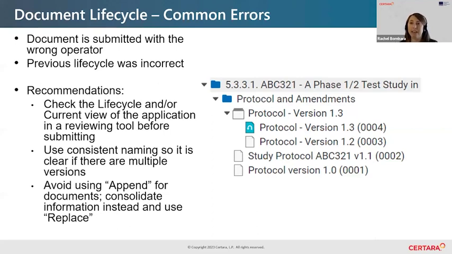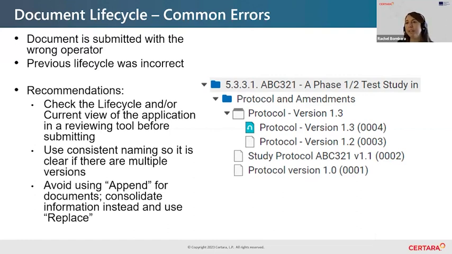So a proactive way to look at the application and identify the correct operator is really to check the sequence in the life cycle or the current view of a reviewing tool. This will allow you to see if any previously submitted information was present in that section, and also compare what's available so you make sure if a document is a replace or not.